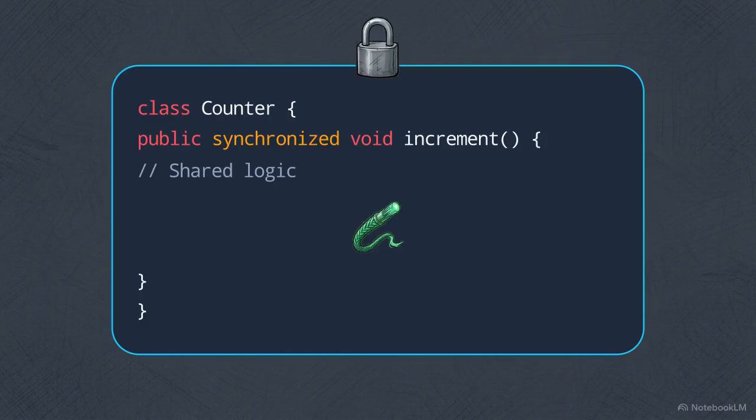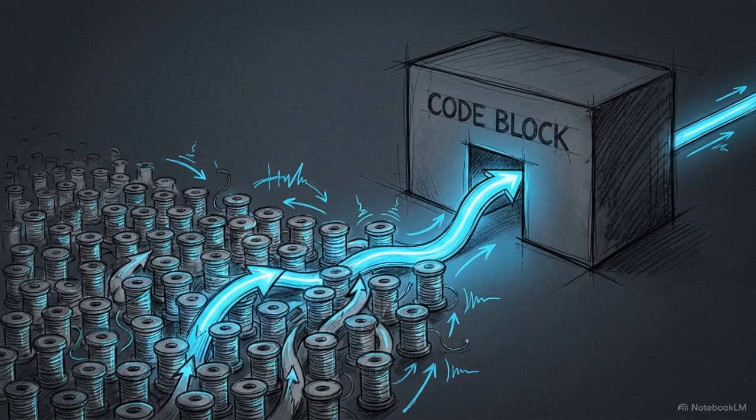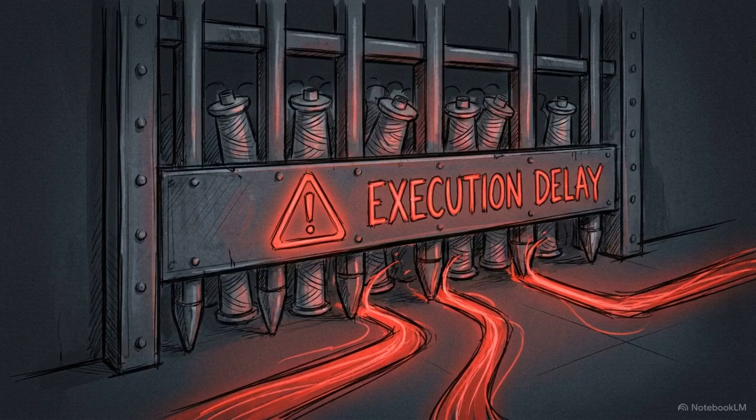Imagine a method with 100 lines of code. 99 lines just read data or perform local math. Only one single line actually modifies the shared counter. Does it make sense to lock the entire method? Forcing threads to wait for code that doesn't need protection destroys the advantages of multithreading. A fully synchronized method creates a severe bottleneck.